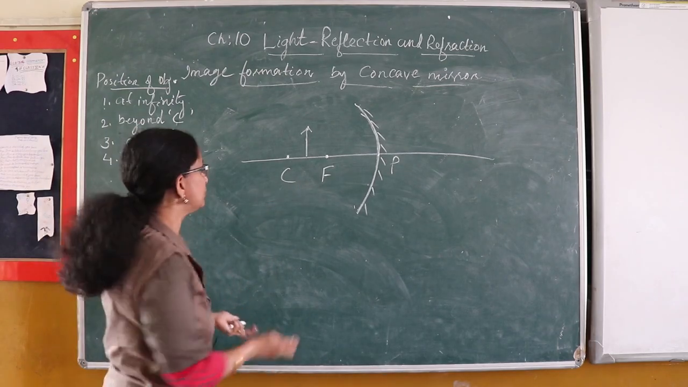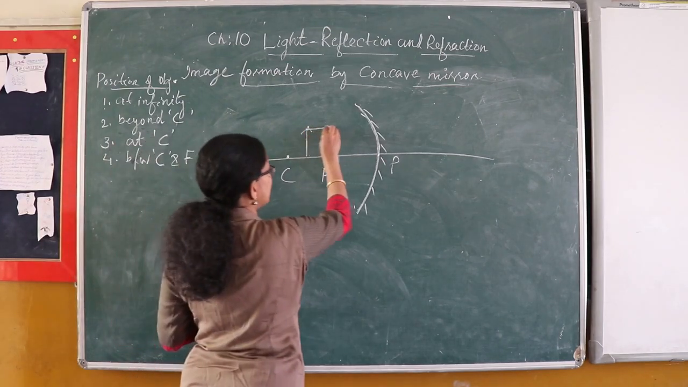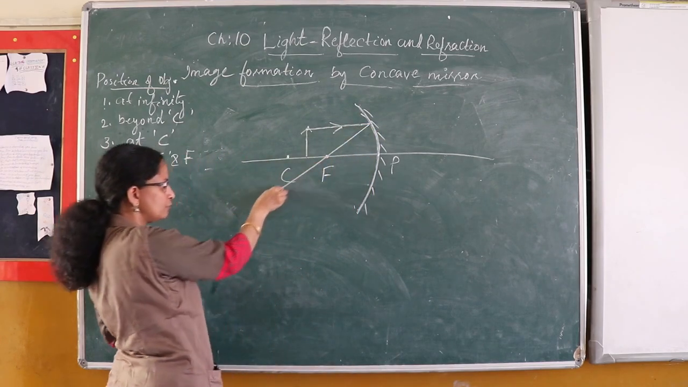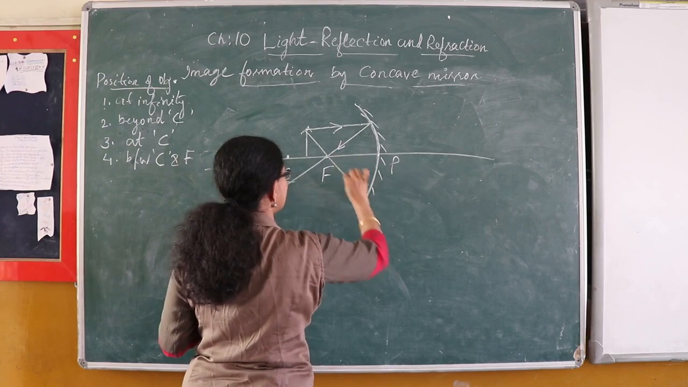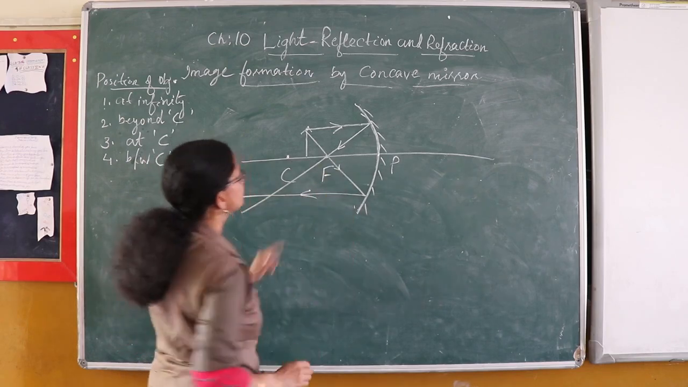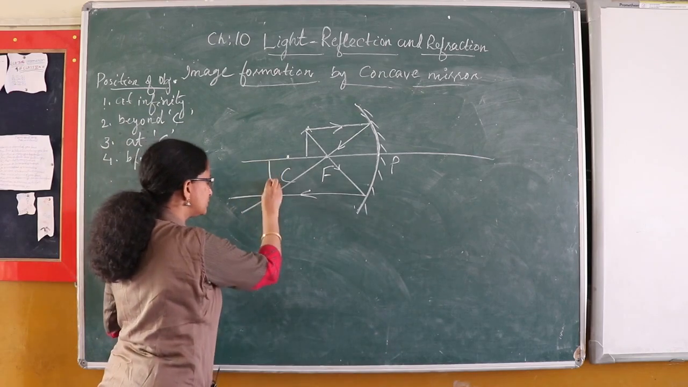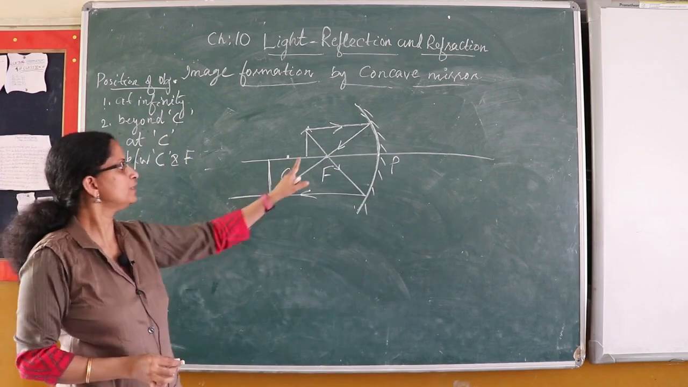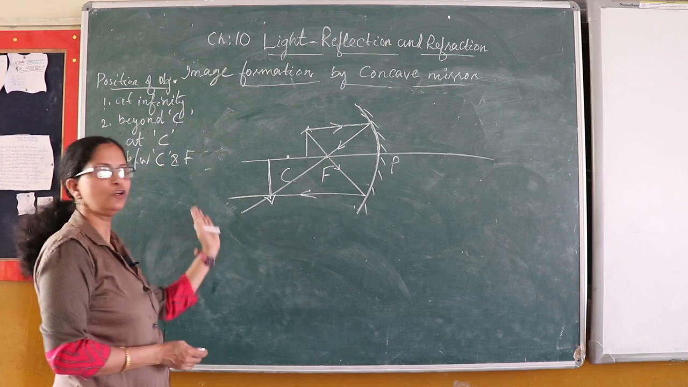Again we are considering the same two rays. Any two rays can be considered out of the four that we discussed earlier. Here the ray I am taking is one going parallel to the principal axis, which after reflection passes through the principal focus like this, and the other one passing through the focus, which after striking the mirror becomes parallel to the principal axis. In this way the two rays after reflection meet each other here, and the image is formed beyond C, the center of curvature. So when the object is between C and F, the image formed is beyond the center of curvature.